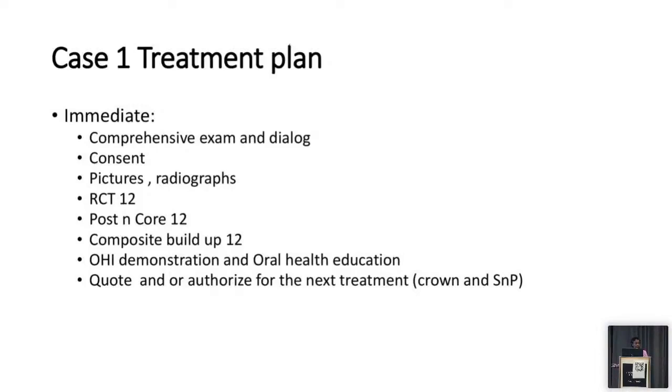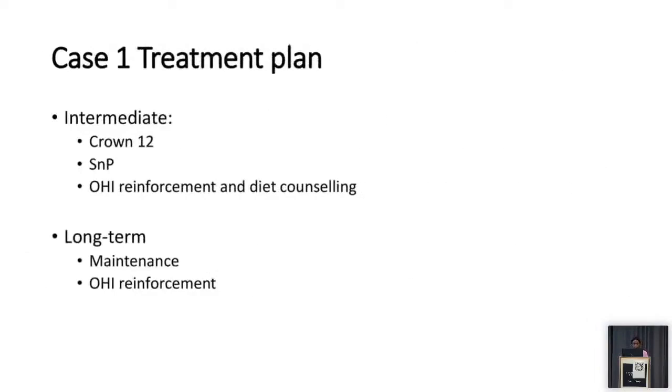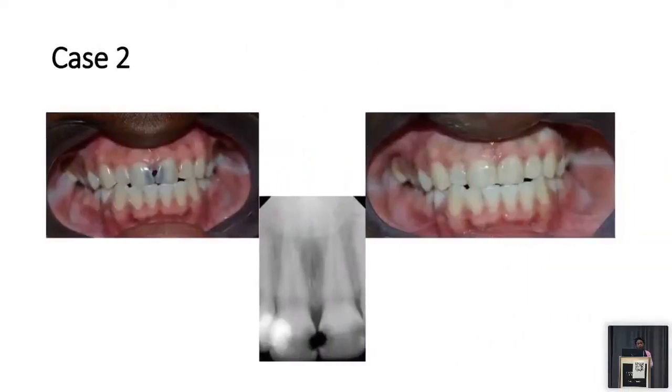You need to come back though, so that we can do a crown for you, a much more long-term thing. So obviously demonstration, do a code or authorize for the next treatment for the crown and scale and polish. So in the intermediate phase, we do the crown, the S&P, oral hygiene reinforcement and diet counseling. Long term is obviously maintenance and oral hygiene instructions, reinforcement.